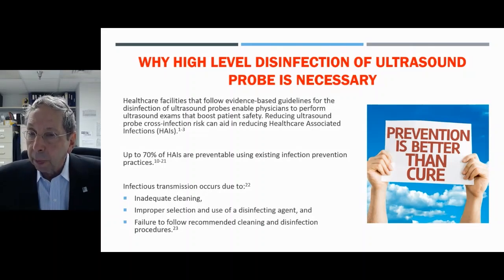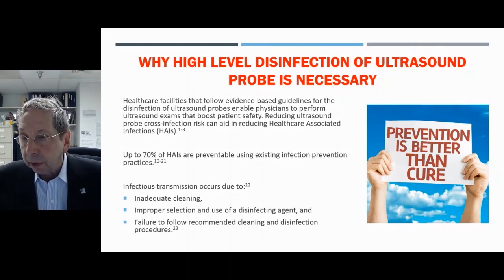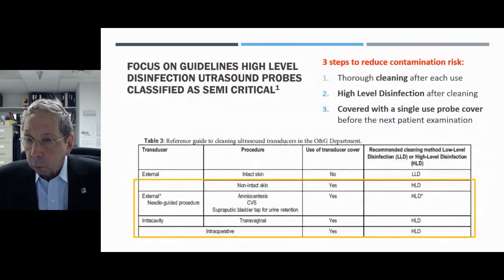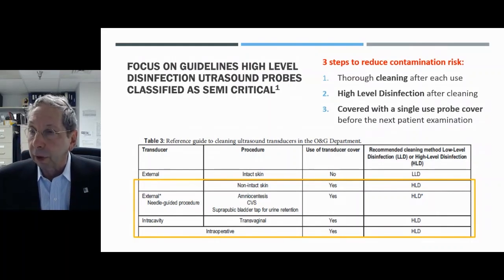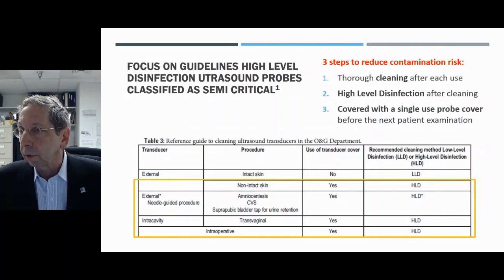So in terms of probes, infection transmission occurs due to one, inadequate cleaning, and or two, improper selection or use of a disinfecting agent, and or three, failure to follow recommended cleaning and disinfection procedures. So what do we need to do here? First, we need to use three steps to reduce contamination risk. First, thorough cleaning always precedes disinfection, not just on endocavity probes, but for all other devices. Second, we should be using high-level disinfection after thorough cleaning. And finally, we should have the probe covered with a single-use probe cover before the next patient examination.